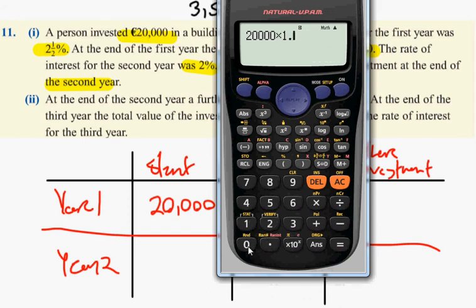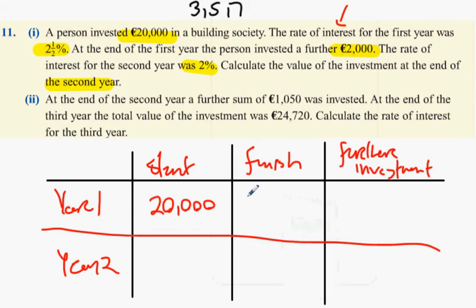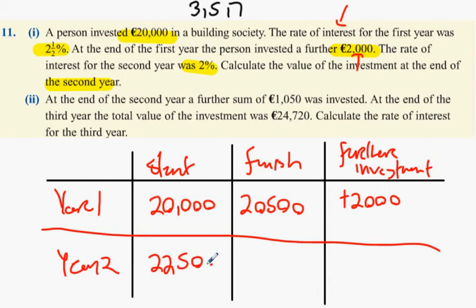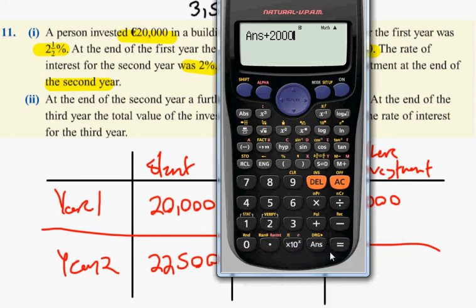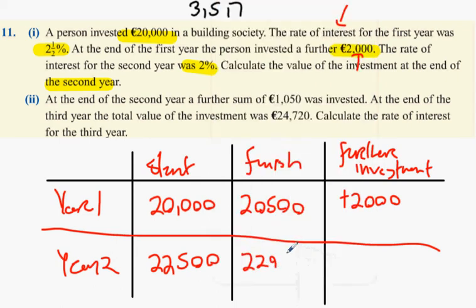So multiply by 1.025. 1.025 would be 2.5% extra. Okay, so 20,500. At the end of the first year, I invest more money. So what do I need to add on? Plus 2,000. When I add on my 2,000, it's going to send me to 22,500 at the start of year 2. I then add on my 2%. So plus 2,000, then multiply by 1.02, and we get 22,950.